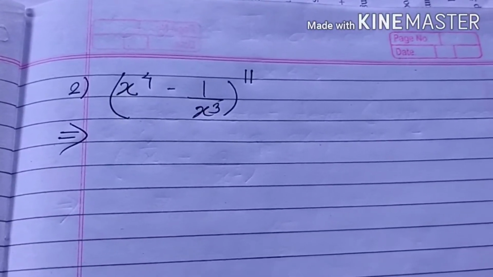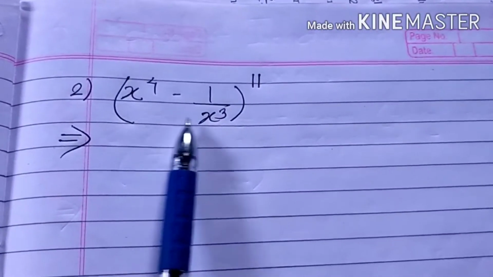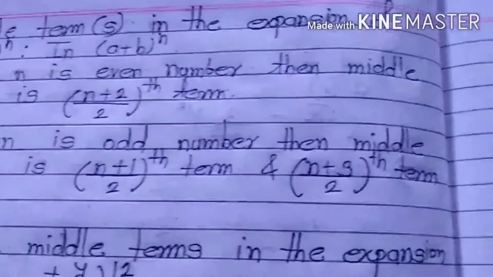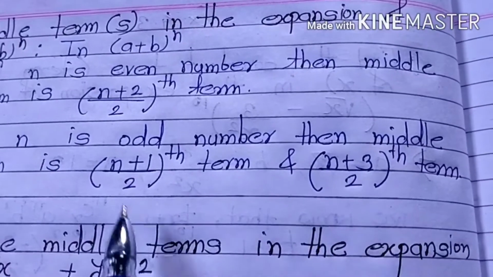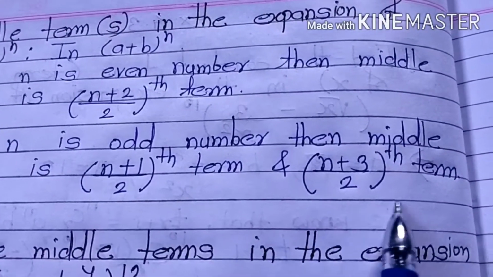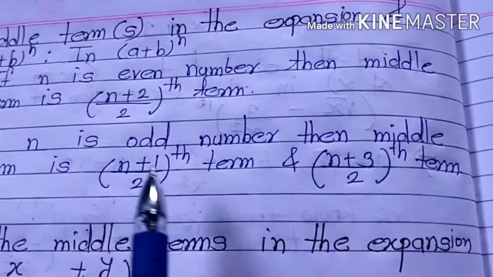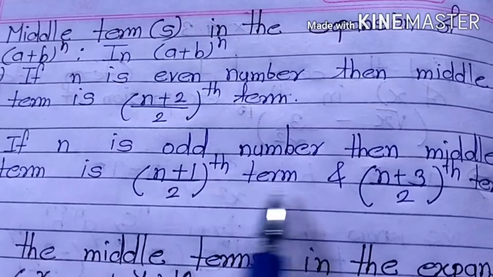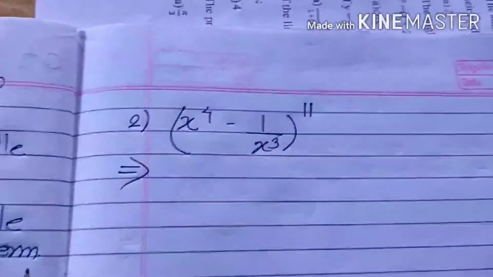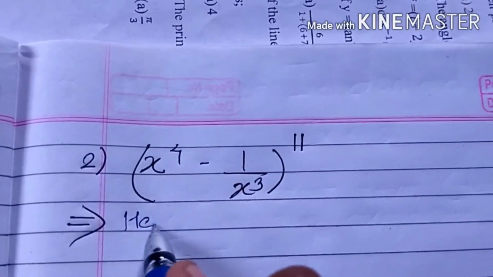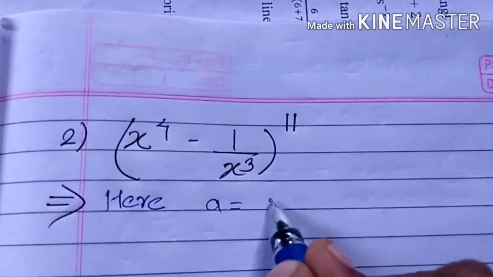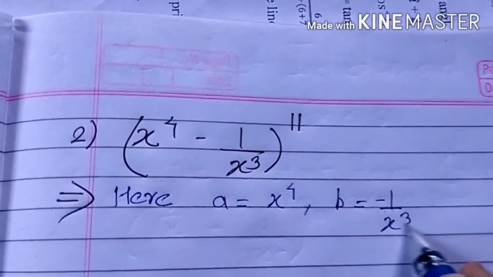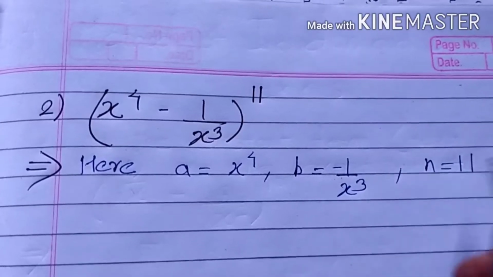Now we move to our next example. In this example, we have to find middle terms. Now here n is an odd number, so we use these two formulas to find middle terms. First formula (n + 1)/2 and second (n + 3)/2. Remember that if n is even, then use this formula, and if n is odd, then use these two formulas. So here a is equal to x^4, b is equal to minus 1/x^3, n is equal to 11.